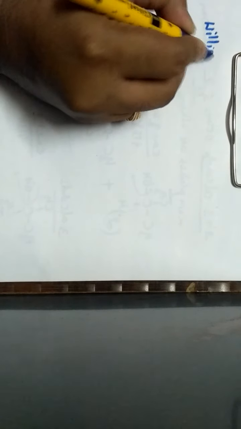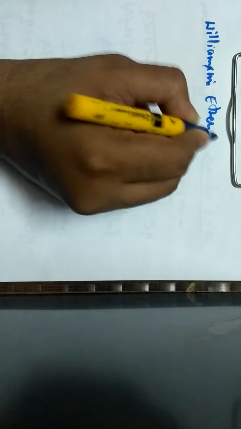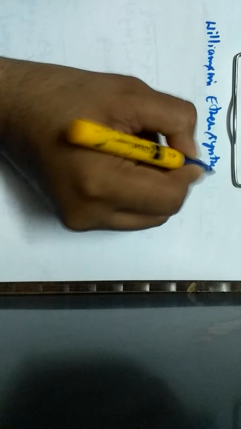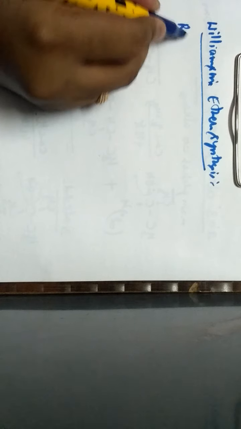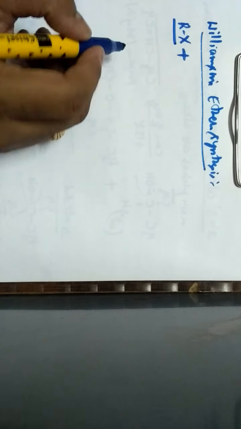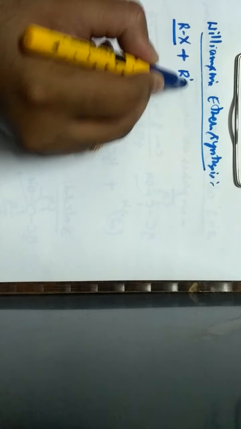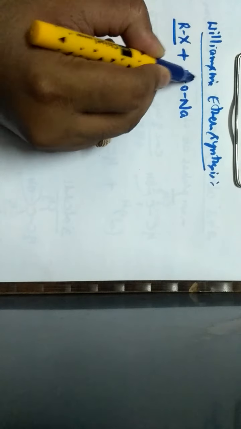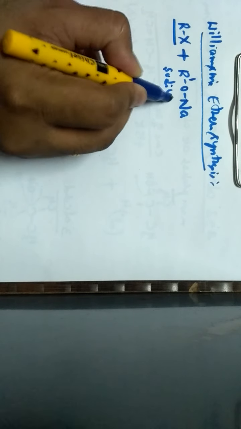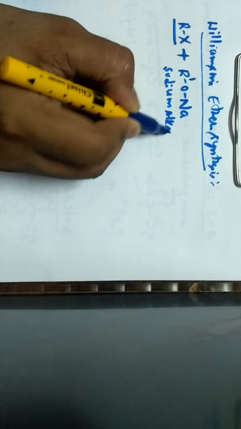So let us continue with the next topic, that is the next named reaction, Williamson's ether synthesis. We have already discussed this. In Williamson's ether synthesis, alkyl halide is the major reactant. This alkyl halide is made to react with sodium alkoxide.